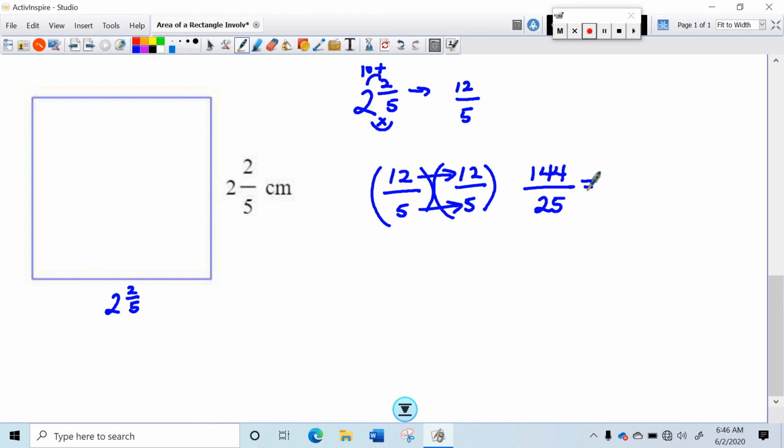So 144, 25 goes into 144 5 times. You keep your denominator. 25 times 5 is 125. So let's go ahead and subtract that to get the numerator. Have to borrow. That's a 9. 13 take away 12 is 1. 19. And it's centimeters squared.